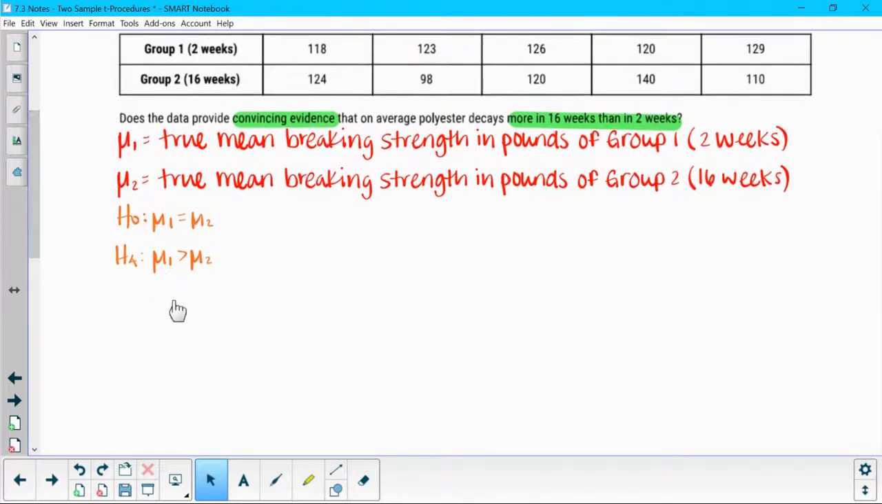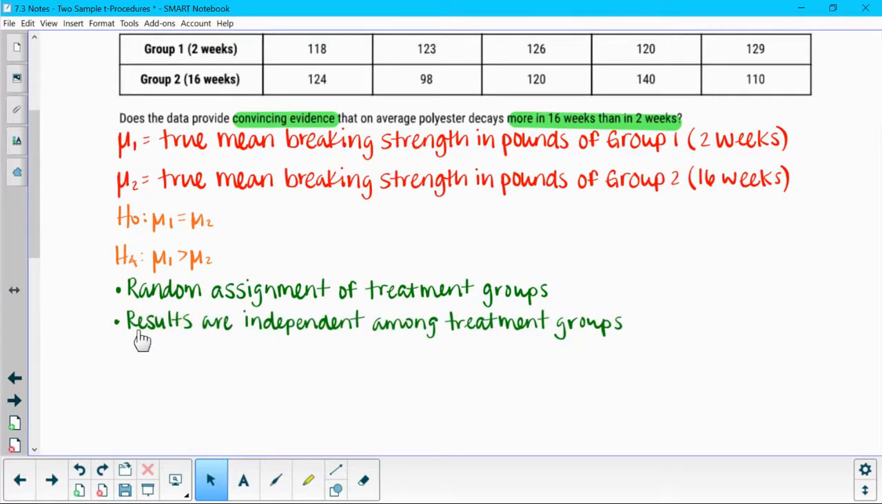Now it's time to check my assumptions and conditions. We did have random assignment of treatment groups. We do have the capability to say that the results are independent among the treatment groups. One piece of fabric decaying is not going to necessarily affect another piece of fabric decaying. And for my third, normal condition, I have to graph. I do not have the information stating that it's normal. I do not have central limit theorem, so I do have to graph my data.